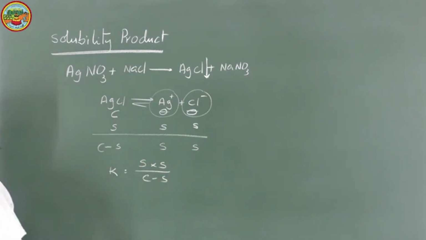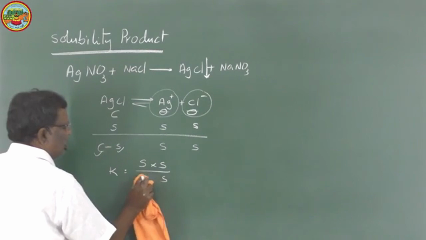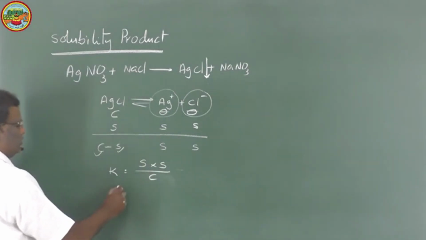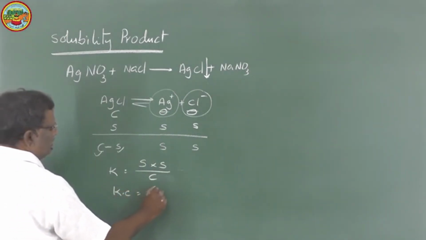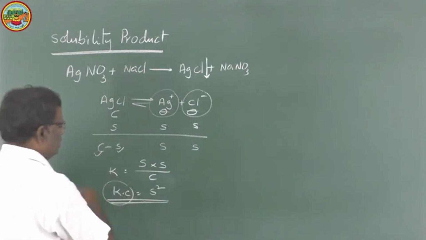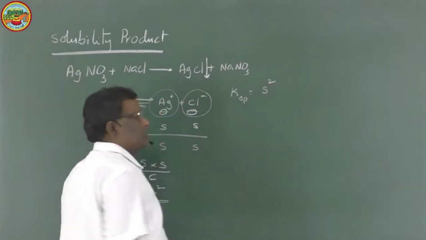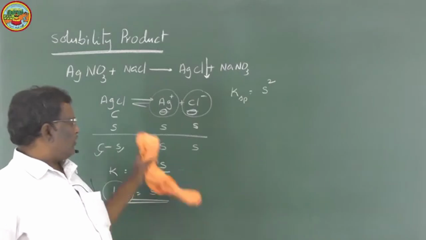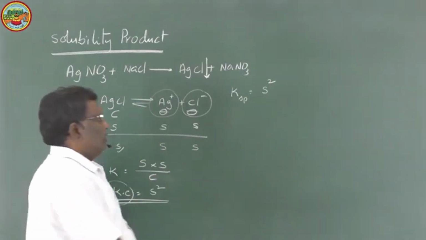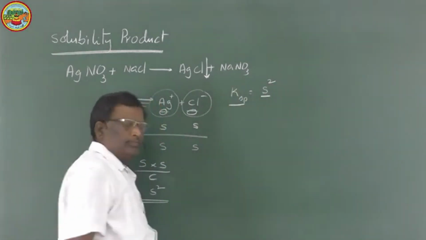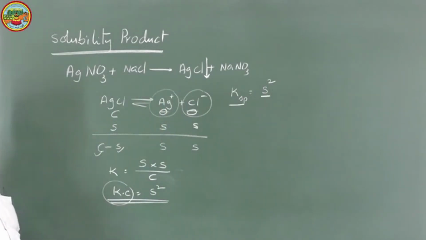If you write the equilibrium constant for this, you will write S into S by C minus S. When compared to C, S is very small. So C minus S can be taken as constant, or C. So this can be written as K into C is equal to S square. This K into C is known as KSP. It will be equal to S square. So for this type of salt, if solubility is S, solubility product is S square.